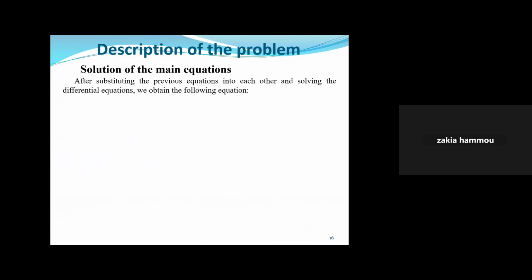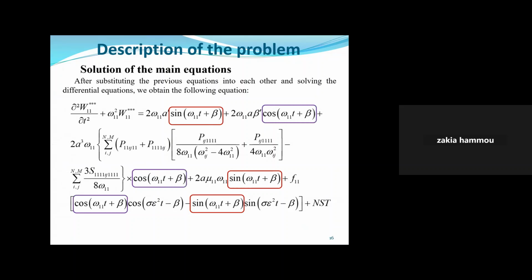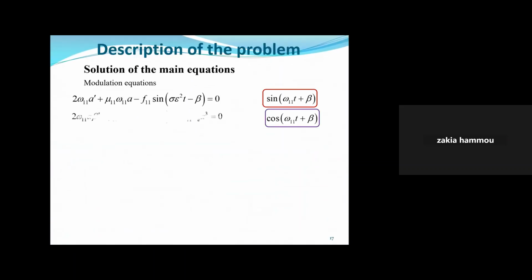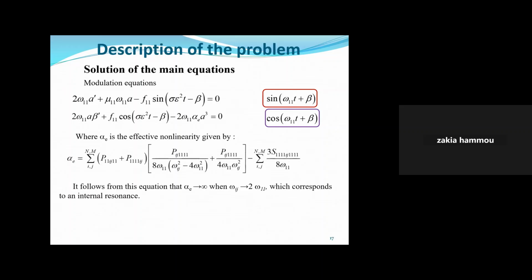After substituting the previous equations into each other and solving the differential equation, we obtained the following equation, and by orthogonalization, we obtained the modulation equations, where alpha E is the effective nonlinearity given by this equation. From this equation, alpha E becomes infinite when omega EG is 2 omega 11.